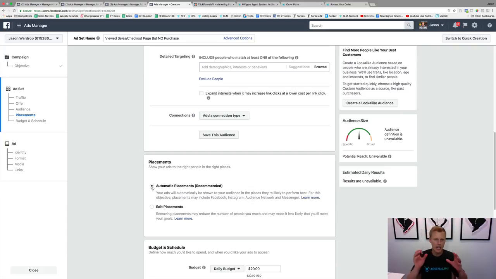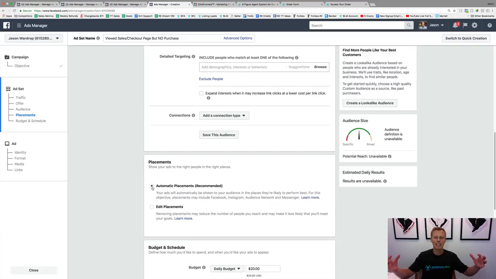So now what we're gonna come down here and do, and for this it's just $1 a day, and let's say it's only 20 to 30 people. It's a small audience. I like to do the automatic placements, which is recommended, because when you've got 30 people, they're not going to be on Facebook all the time, or on Instagram all the time, or on the newsfeed.